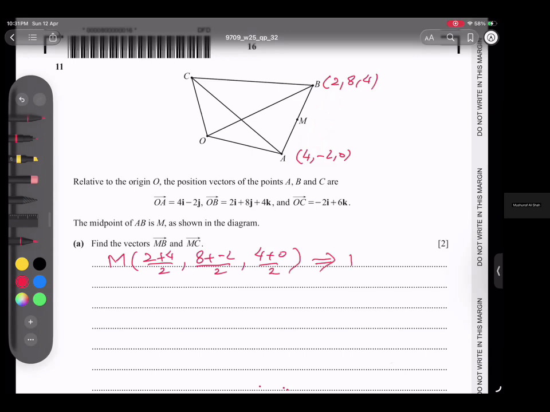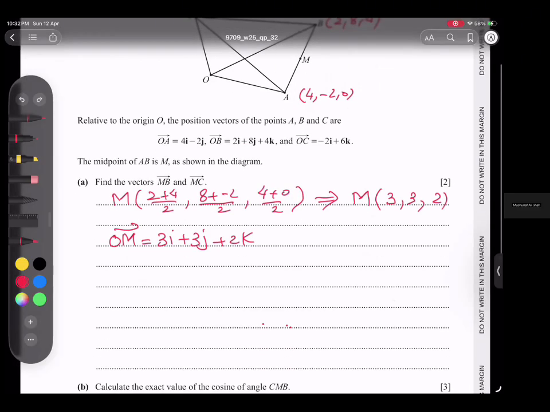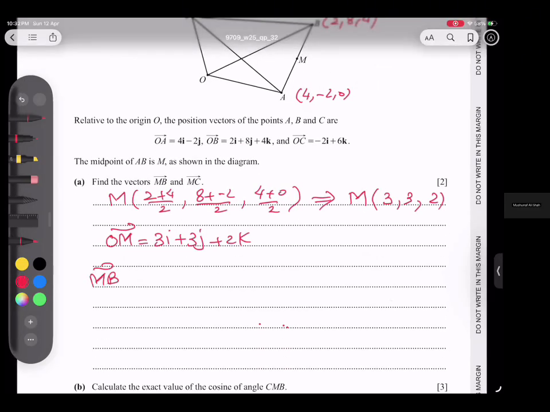So I can find the midpoint coordinates. So 3, and this is 6 over 2 which is 3, and 2. So the M coordinate I got. So basically I'm getting OM. This M or OM, same story. And OM I got is 3i plus 3j plus 2k. Done. And now I'm looking for MB. What is the MB criteria, students? The MB criteria is basically OB minus OM. So I'm writing here OB minus OM.